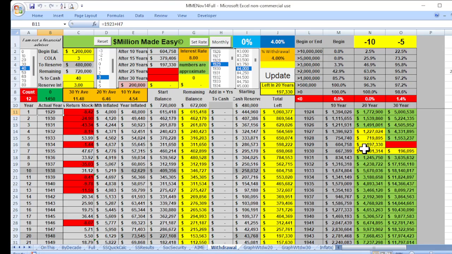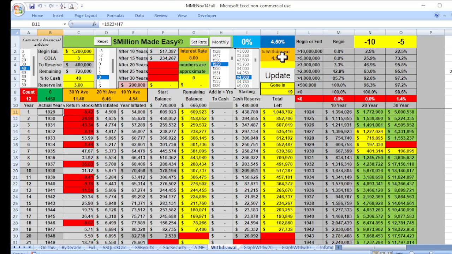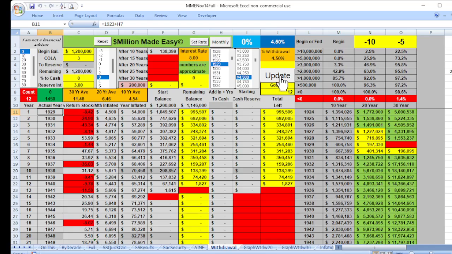Now, let's go up to a little bit higher percentage and see what might happen. If we go up to, let's just go to 4.5%. Let's go back to leaving it all in the S&P 500. We just want to see what these percentages might be. As we change this withdrawal percentage, that's what we want to look at.